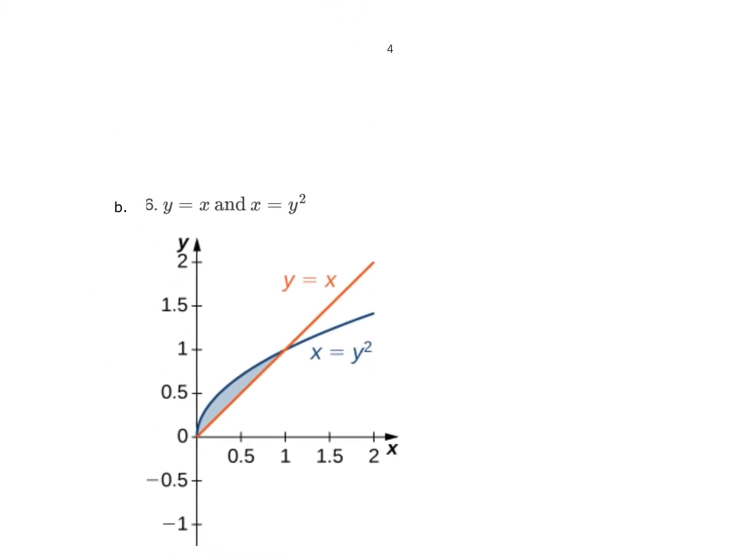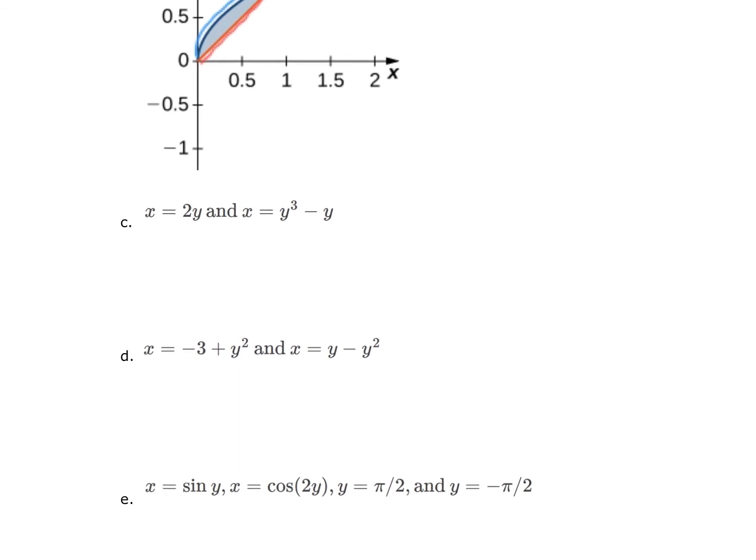For my next example, we can see that y is my most right function. That's this. And y squared is my most left function. So again, I'm going to integrate from 0 to 1. My most right function is y. My most left function is y squared, dy, and I will leave you to that one.